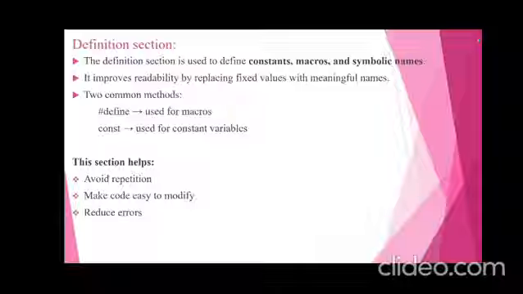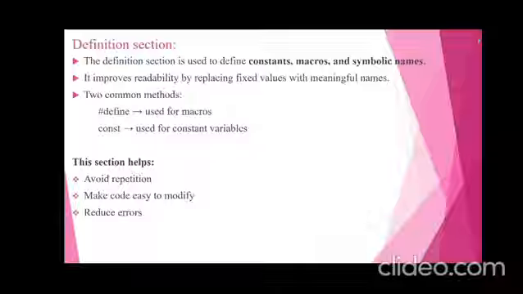The definition section consists of two common methods. They are #define and const. #define is used for macros, which means it is used to define constant values or expressions before the program is compiled. And the next method is const, used for constant variables. It means const is used to declare variables whose values cannot be changed during the program execution.